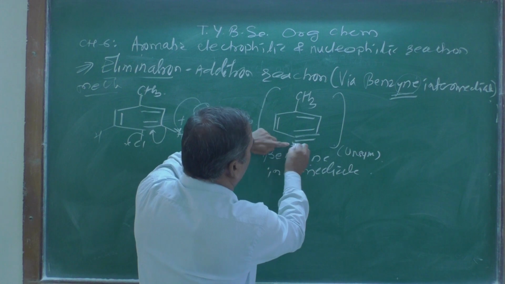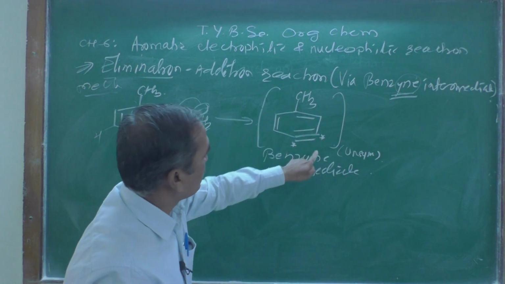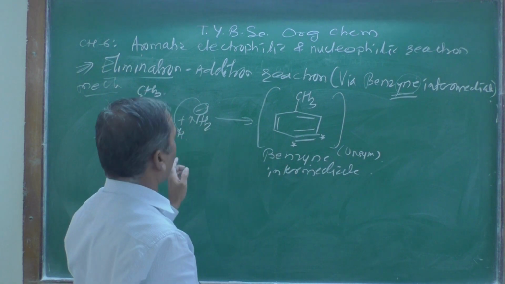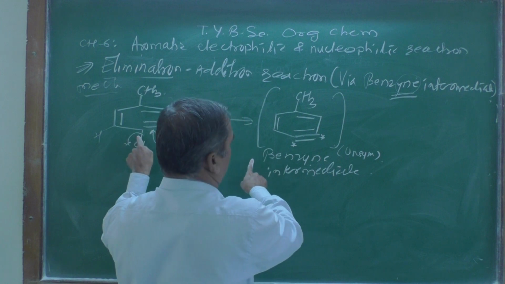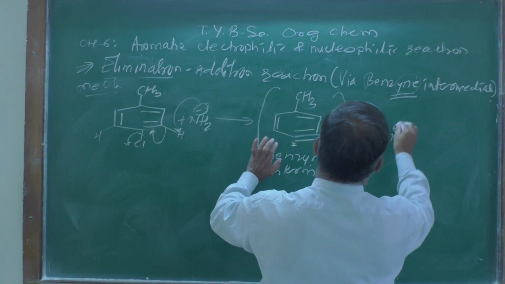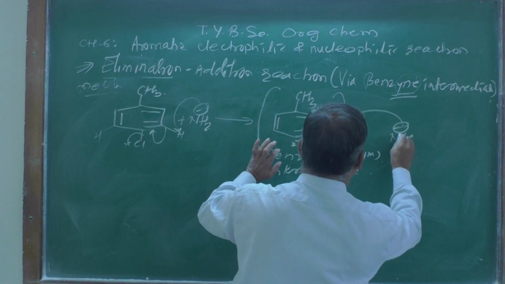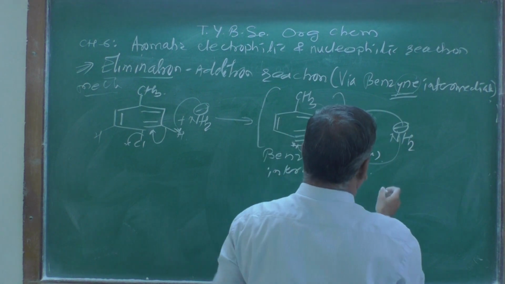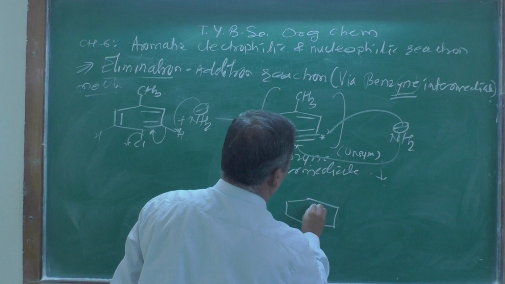Now this position is different and this position is different. When the NH2 attacks at this position, we are getting this product. Now here I am showing this NH2 minus attacking at this position, and when it attacks from this side, we are getting the formation of the product over here.